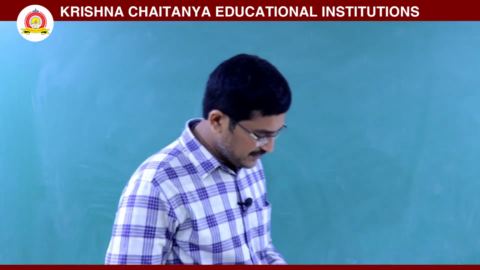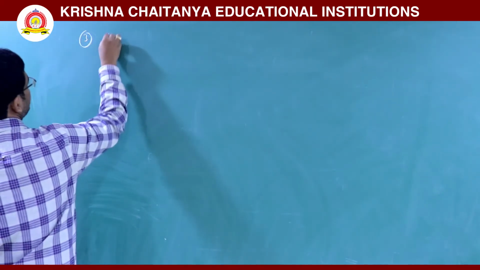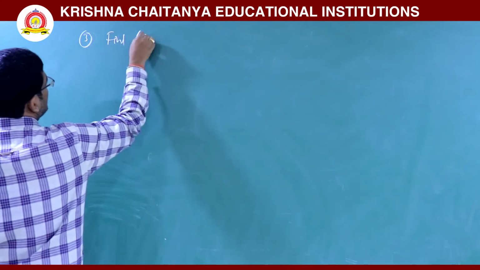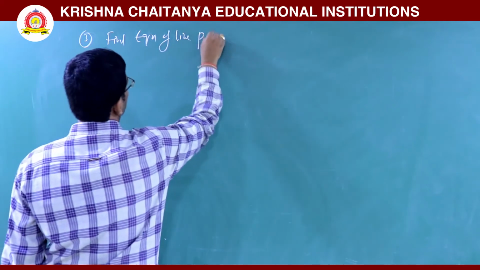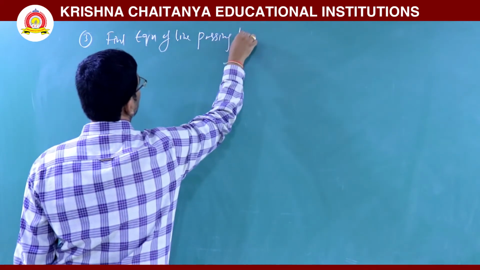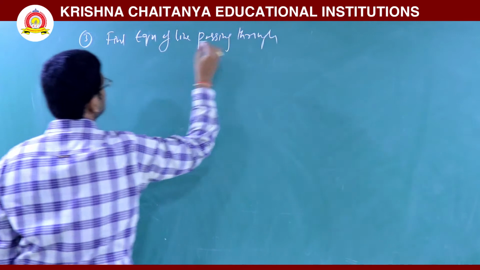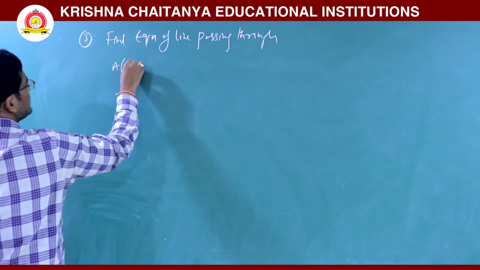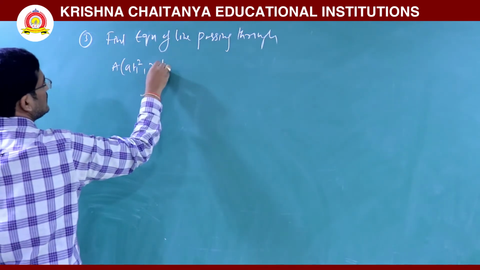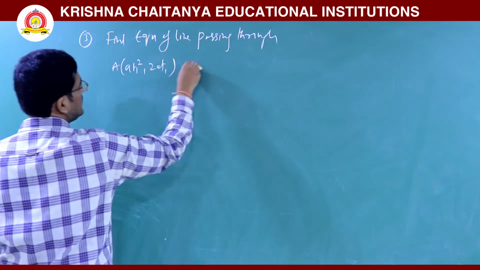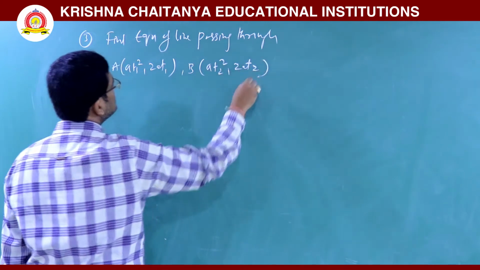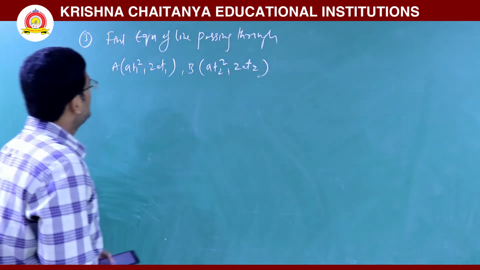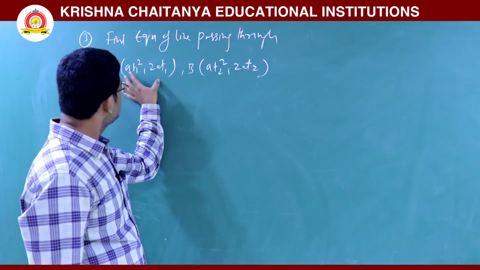Find the equation of the line passing through the point (at1², 2at1) and the point (at2², 2at2). This is one more question. So we have to find the equation of the line passing through this point and this point.